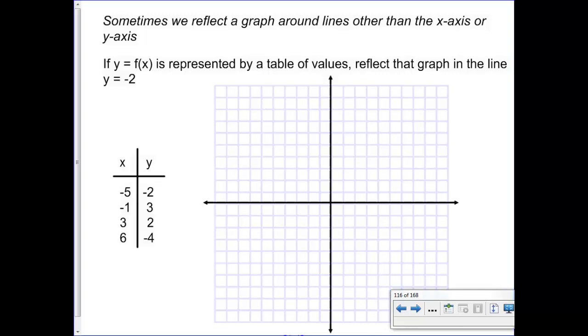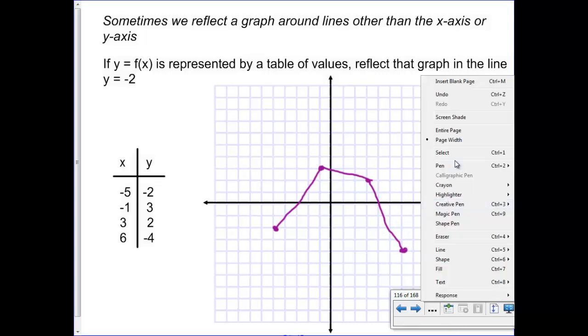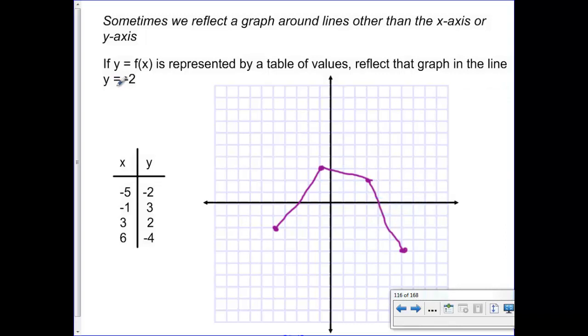Okay. What I'd like to do here is plot those same points that we plotted before. Just give me a second to plot these points. 5, negative 2, negative 1, 3, 3, 2, and 6, negative 4. Okay, now I'm going to reflect around a different line. The line y equals negative 2, where would that be? What does y equals negative 2 as a line mean? Is it up and down or side to side?